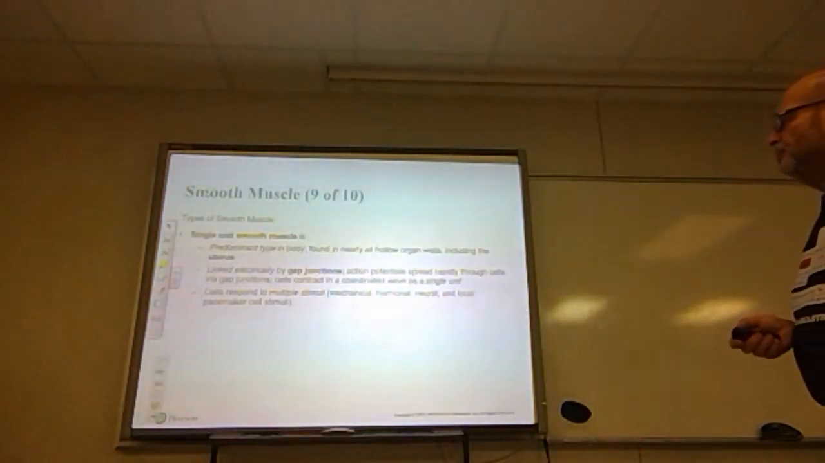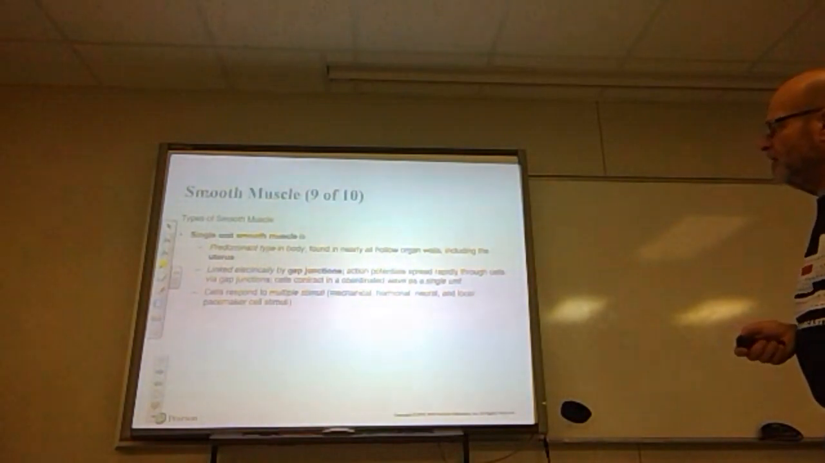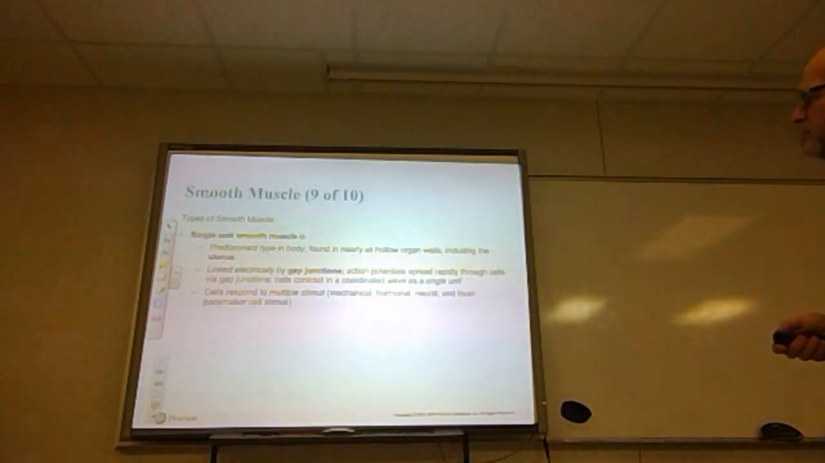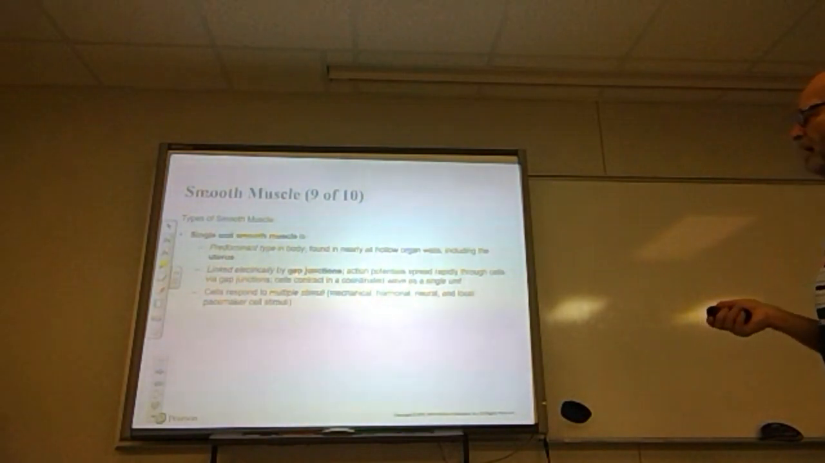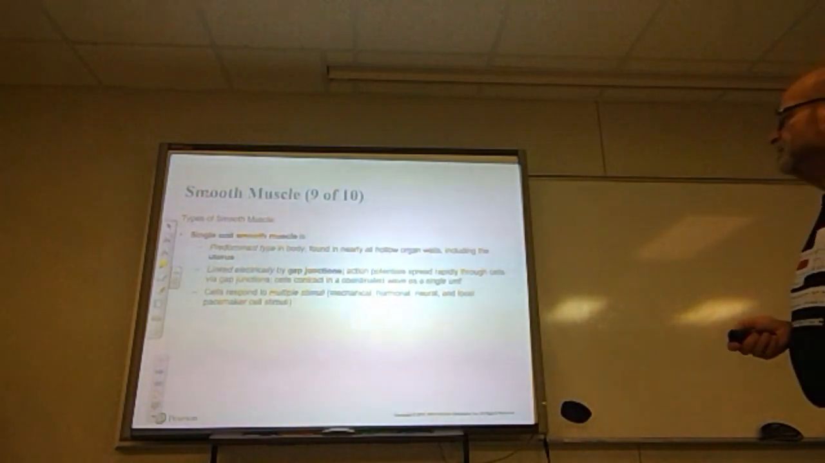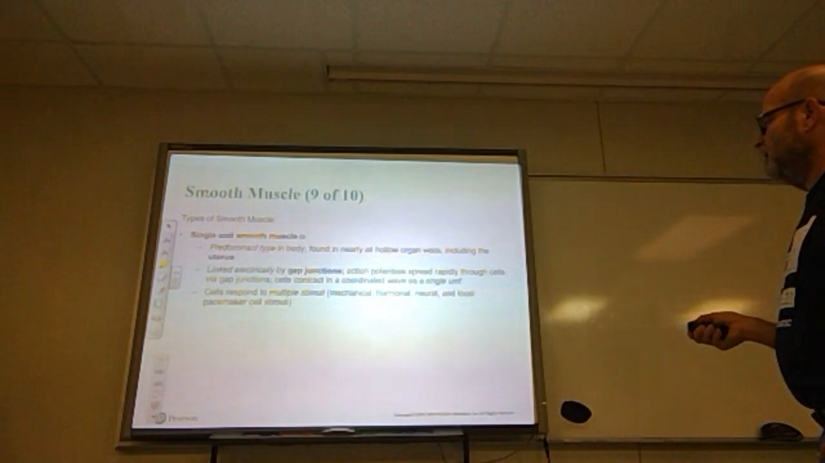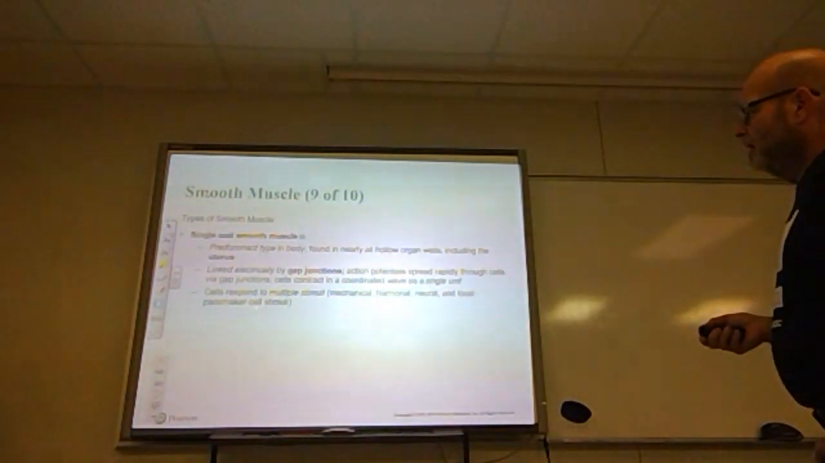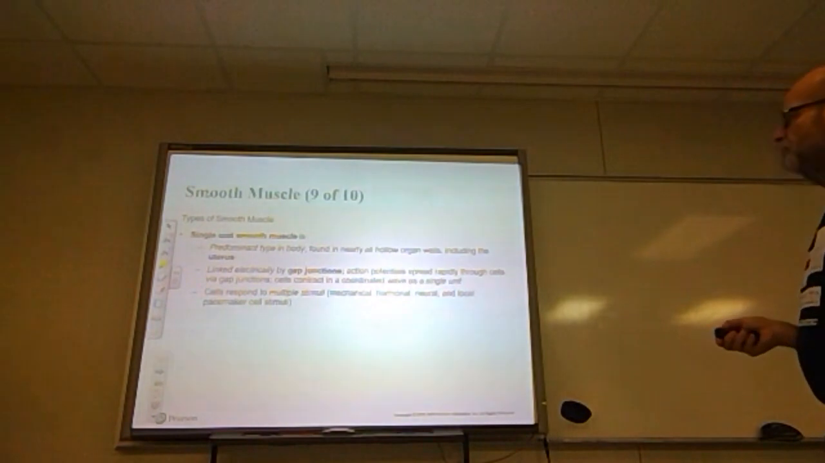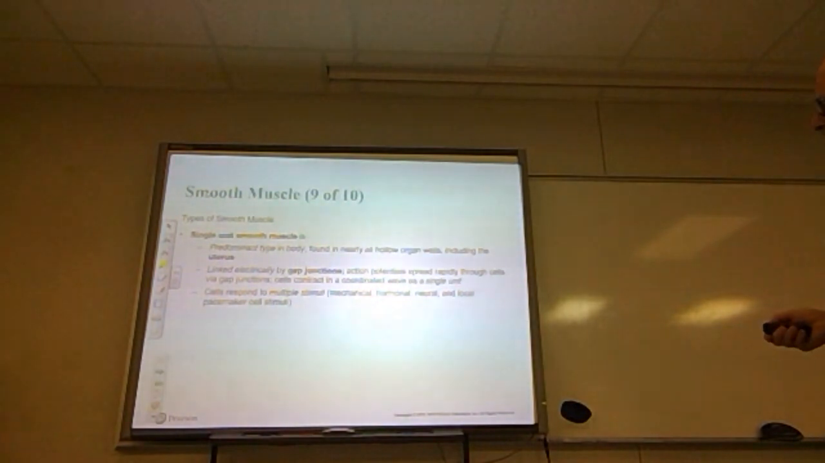Single-unit smooth muscle is the predominant type found in the body. It's found in nearly all the hollow organ walls, including the uterus. Linked electrically by gap junctions, the action potential spreads rapidly through the cells via these gap junctions, and the cells contract in a coordinated way as a single unit.